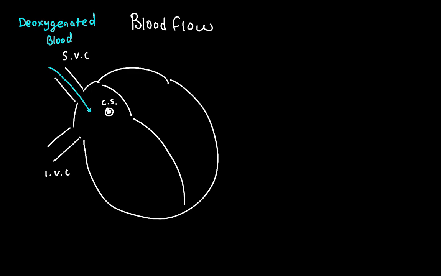So first we have coming in through the superior vena cava, the inferior vena cava, and the coronary sinus. Those three structures will dump deoxygenated blood into the right atrium. So this is the right side of our heart. This big A right here, this is our atrium. These will be our ventricles.